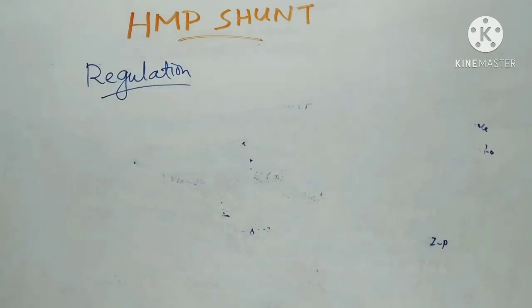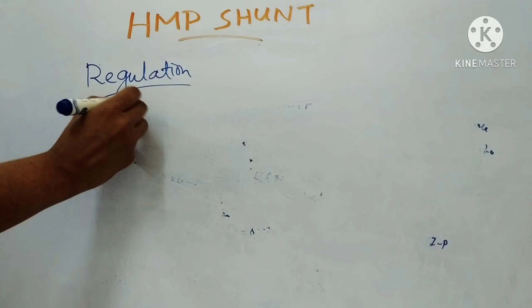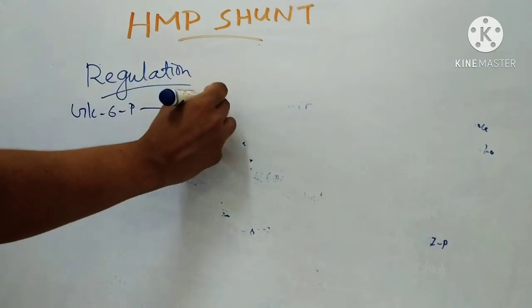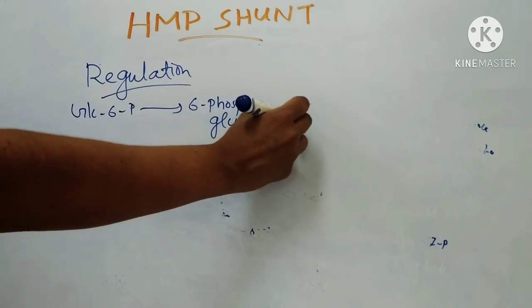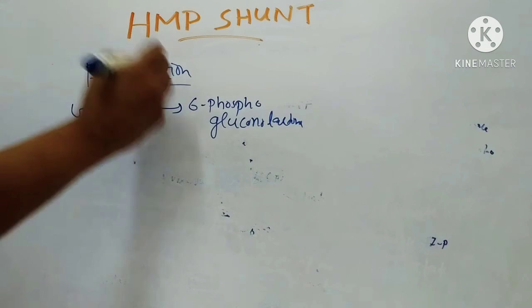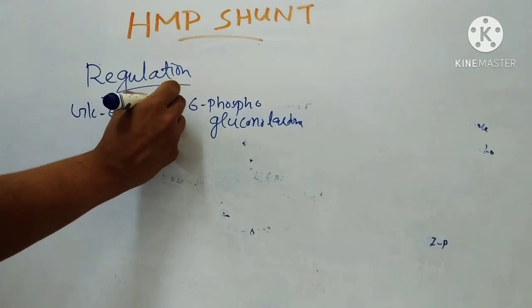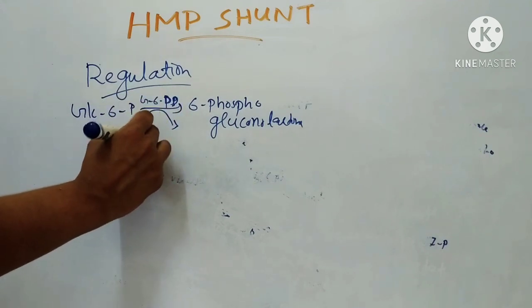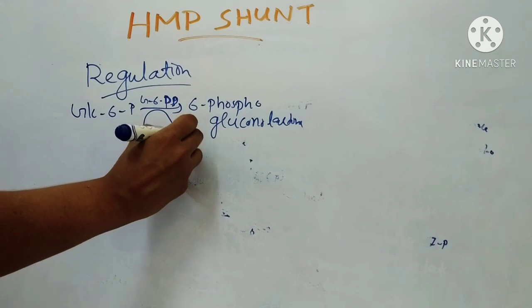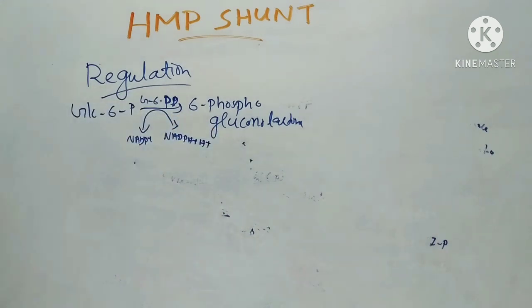So the first step is catalyzed by the enzyme glucose 6-phosphate dehydrogenase, G6PD: glucose 6-phosphate to 6-phosphogluconolactone. Here NADP plus is converted to NADPH plus H plus. This is the first reaction. The first reaction is the rate limiting step in the pathway, catalyzed by G6PD, that is glucose 6-phosphate dehydrogenase.